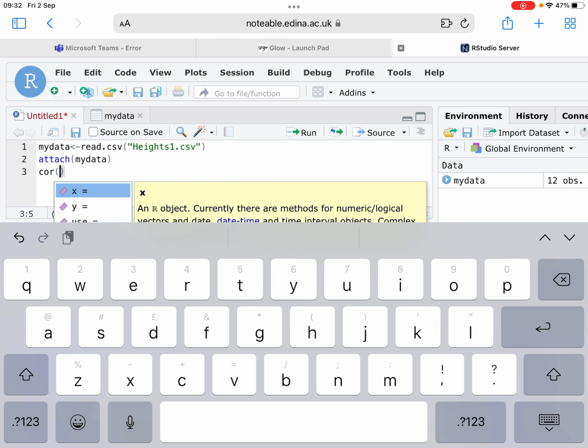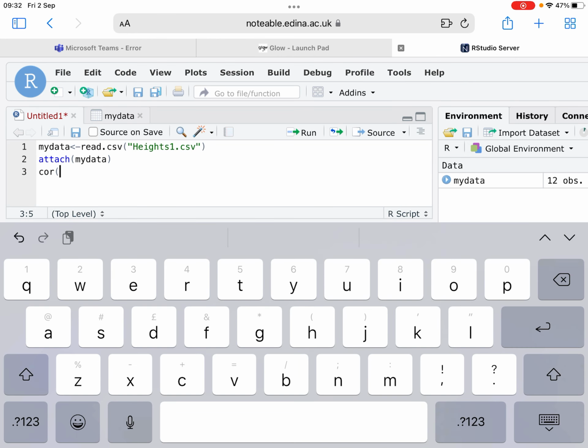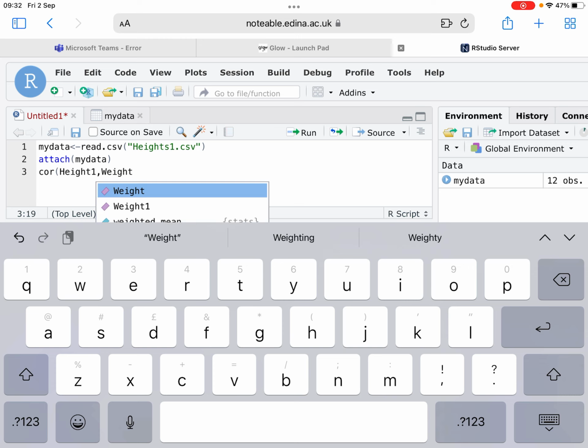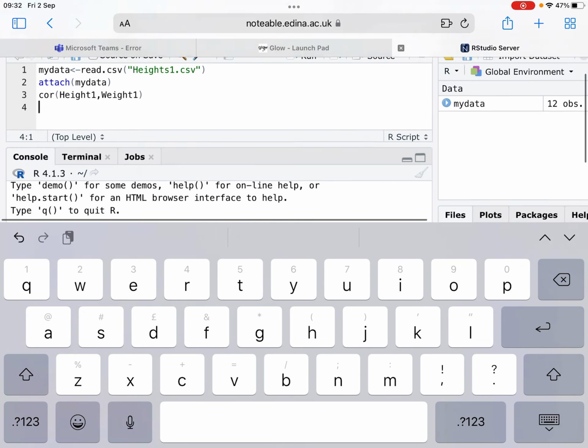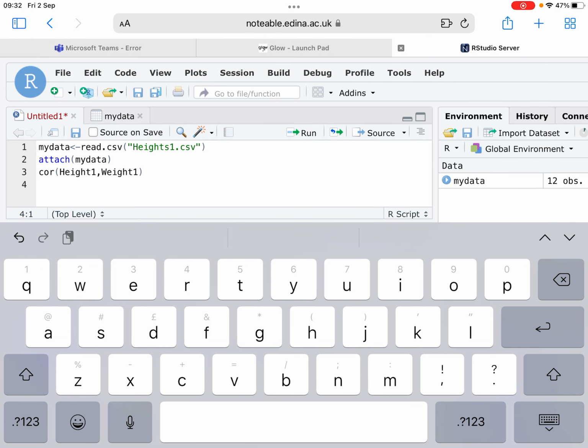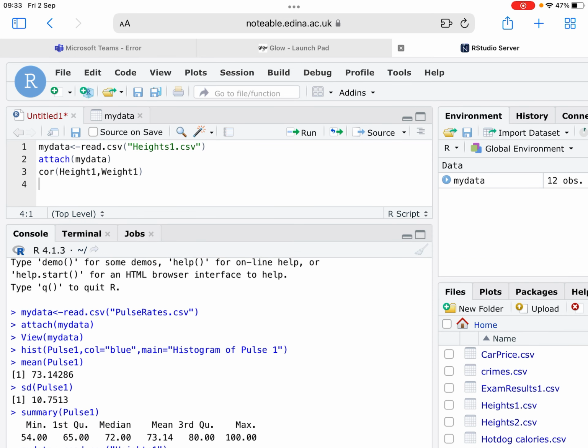X is the independent variable. In this case, the independent variable is height 1. So I need to make sure that I type in that exact variable name. It's popping up for me. Comma. It's weight 1. And that's coming up for me as well. Close the bracket. And if I hit run, down the bottom, it returns the correlation coefficient of 0.747. That would suggest that we have a positive correlation between height and weight, and that it's a relatively strong correlation coefficient as well. That's all we need to do to calculate the correlation coefficient.